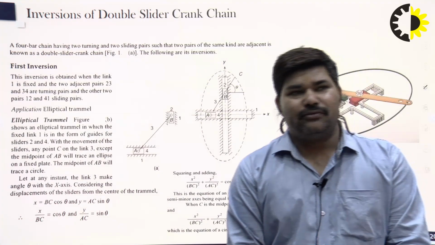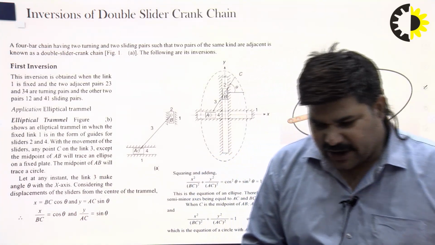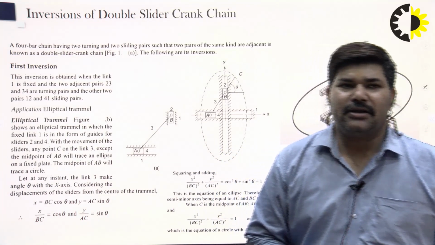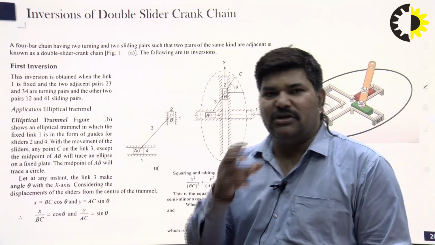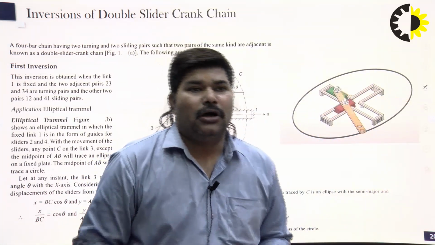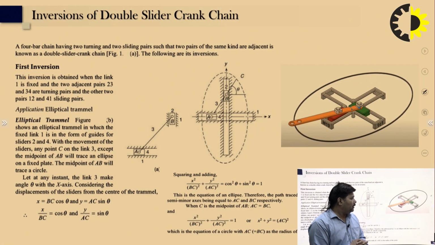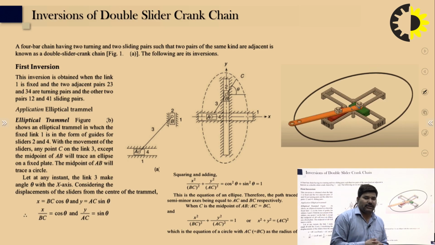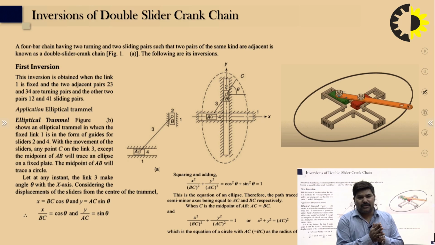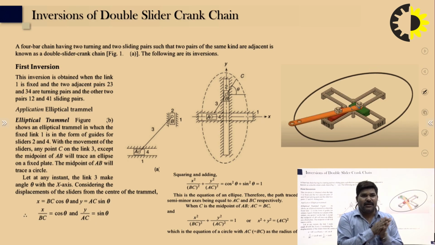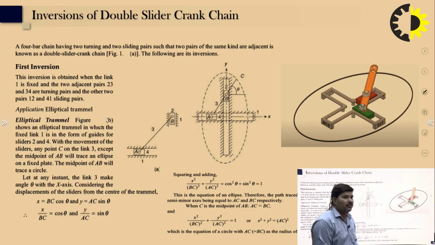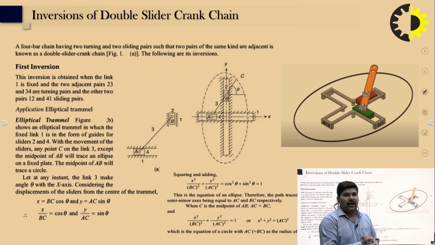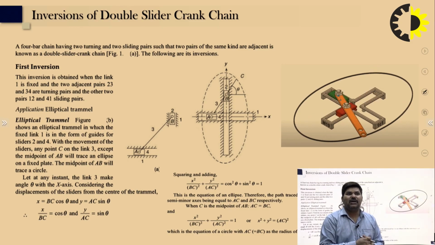So, come to the inversion of the double slider crank mechanism. In the single slider crank mechanism, as the name says, there is only one slider. But in the double slider crank mechanism, there are two sliders. A sliding pair is connected with sliding motion. In the four-bar chain you have two turning pairs, and in this case the two sliding pairs with the same kind of arrangement is known as the double slider crank mechanism.